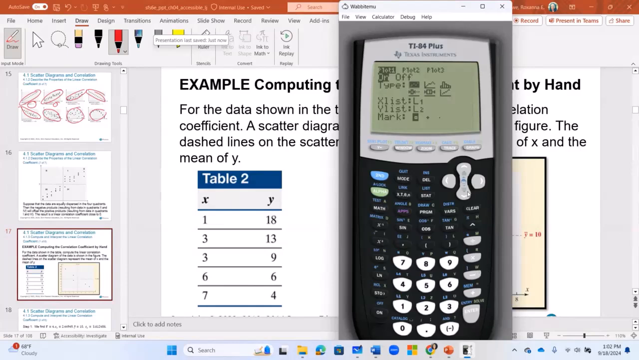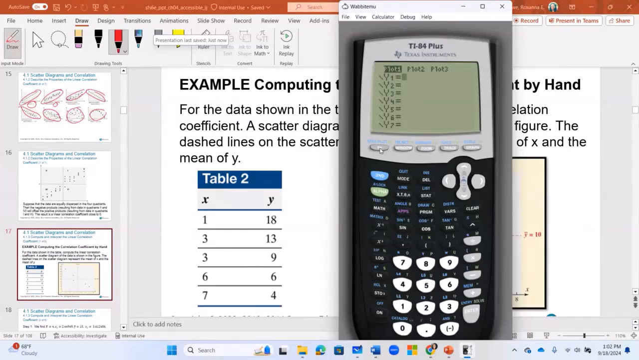Now, where is my L1? My L1 is the explanatory variable. My L2 is the... All right, I'm ready to zoom 9. Before I zoom 9, I want to go to my Y equals and see if there is anything in my Y equals that will make my graph look... Okay, there is none.